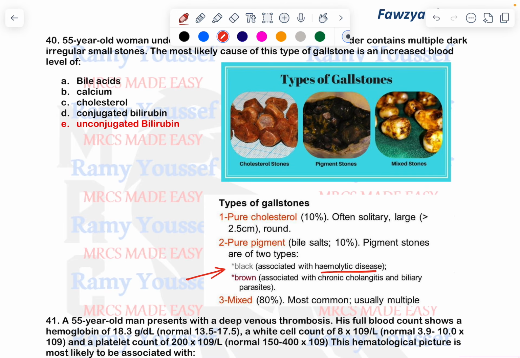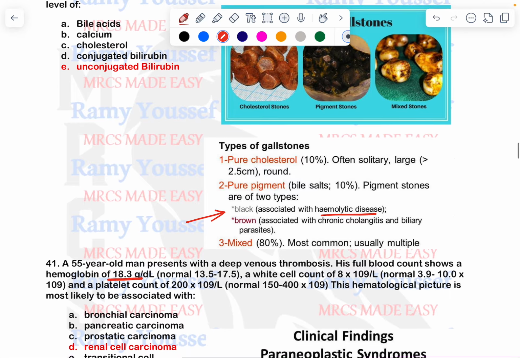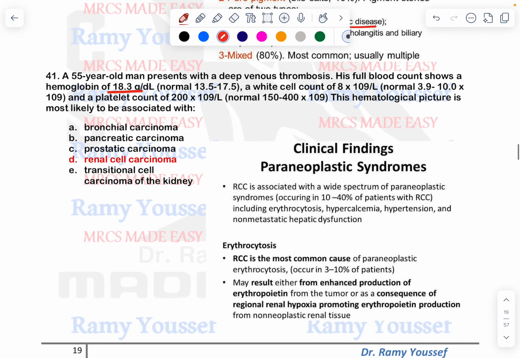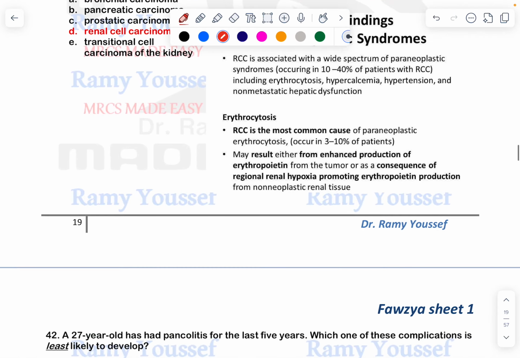A 55-year-old man presents with deep vein thrombosis. Blood count shows thrombocytosis and erythrocytosis. So this patient is having renal cell carcinoma or something like that. Erythropoietin is increased, that's why erythrocytes increase.